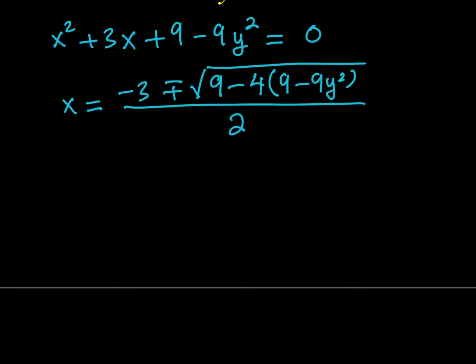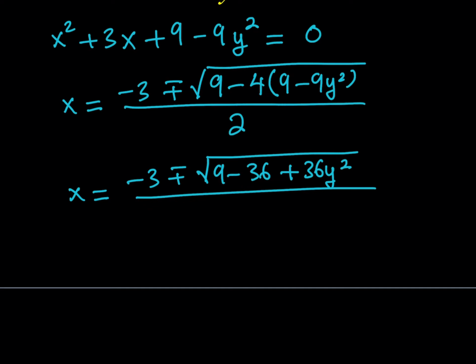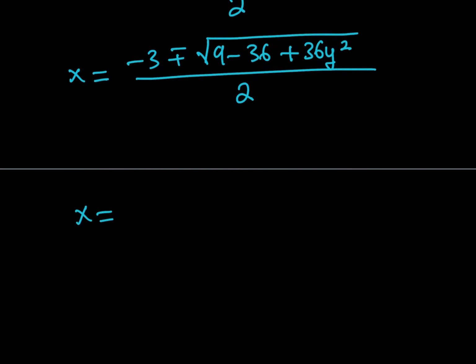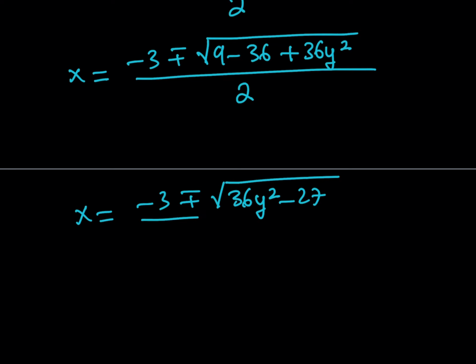Okay. So now, x is equal to negative 3, right, plus or minus, okay. Now I should be getting from here 9 minus 36 plus 36y squared, correct? Negative 4 times negative 9 is positive 36y squared. That's going to be under the radical, all of that. Now, we can definitely simplify this because 9 minus 36 is negative 27. So I can just go ahead and write it as negative 3 plus or minus the square root of, okay, I'd like to write the y term first. I mean, no big deal, but it just looks better. 36y squared minus 27. All right, here we go.